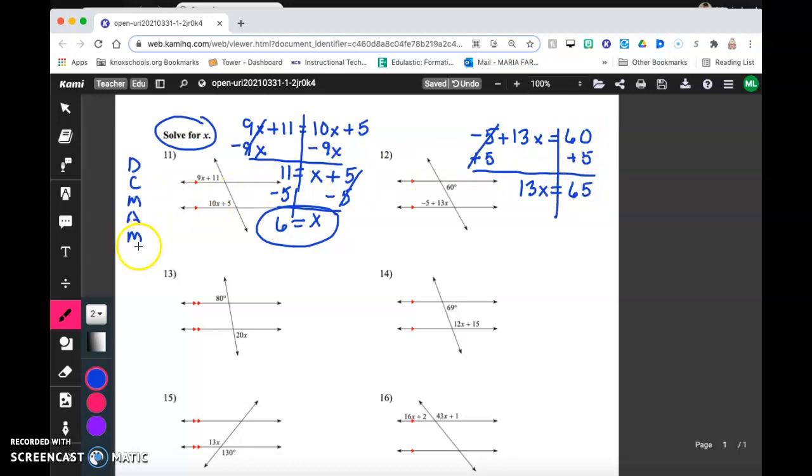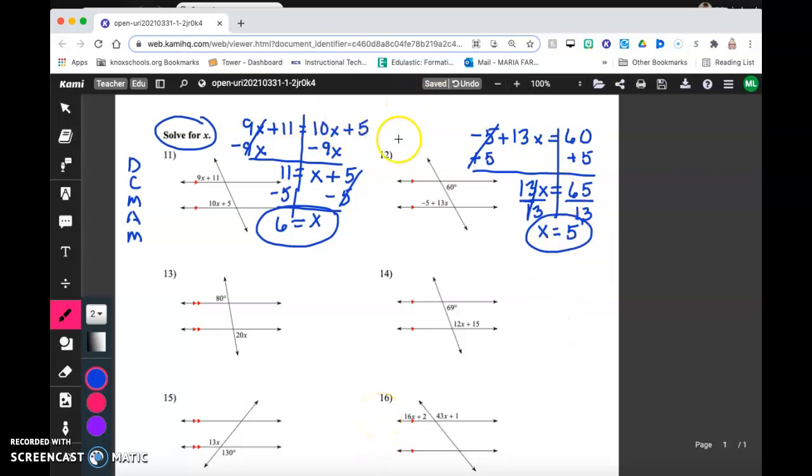M, this last step, is to multiply or divide, and we only do that when we have to separate a coefficient from the variable like I have here. This 13 needs to go away. We need to have the x by itself. 13x means 13 times x. So the opposite of multiplication is to divide, and we always divide with the number we're trying to remove. Anything we do to one side, we do the same thing to the other. 13 divided by 13 is 1x, which is what we're looking for. 65 divided by 13 is 5. So that would be the answer to our problem. X equals 5.